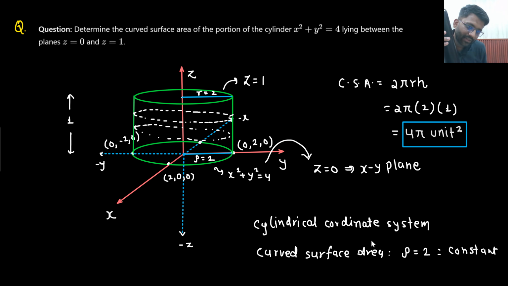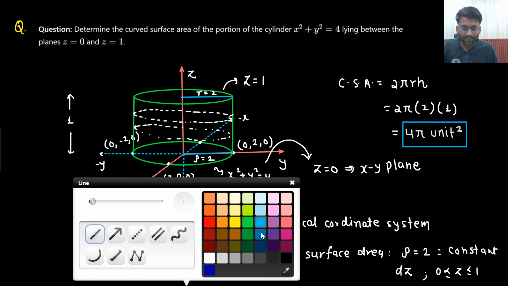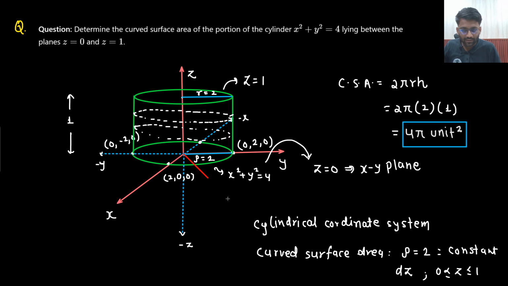Here z is varying, right? On this curve, z was 0, z became 1. So z is going from 0 to 1, that is dz. Along with that, who is varying? Phi is also varying, no? What is phi? Phi is the angle made with the x-axis in the anti-clockwise direction. On this curved surface, phi is going from 0 to 2 pi.